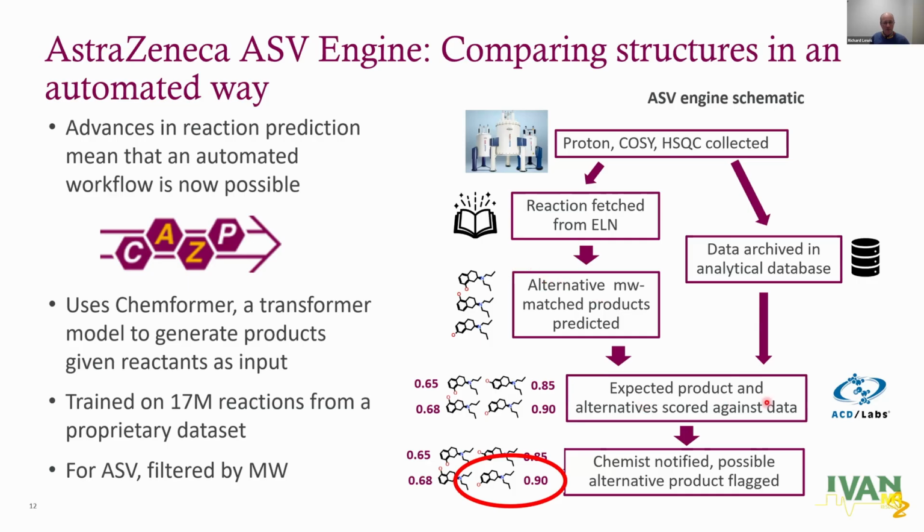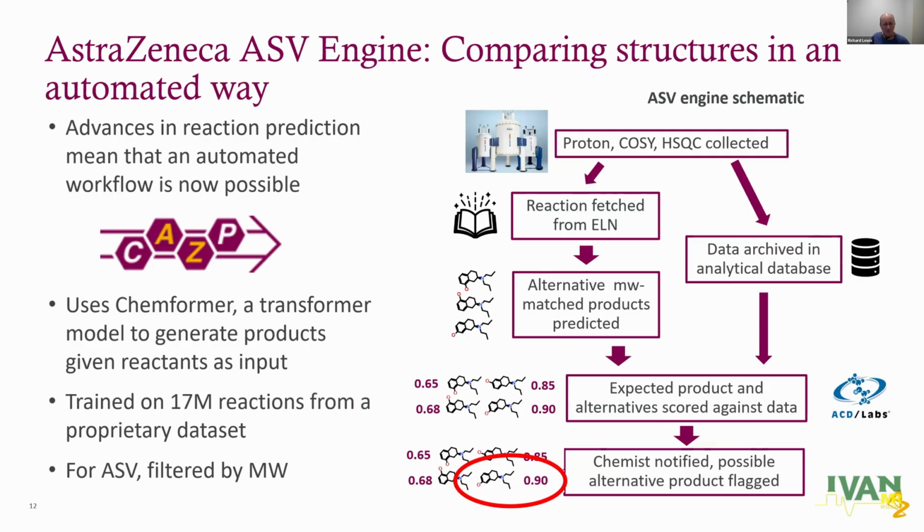And then the expected products, the one that the chemist wanted and the alternative products, are scored against each other. And the chemist is notified when we believe there's an alternative product that actually fits the data better than theirs. So this is something we implemented towards the end of last year. I should say it's only working with the NMR data at the moment. We have work in progress to add the infrared data as well.